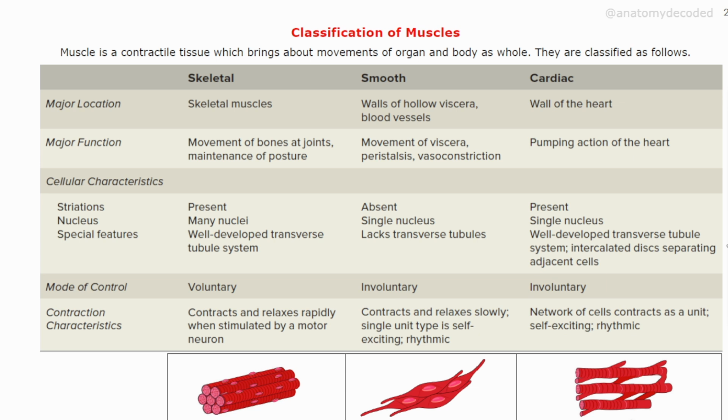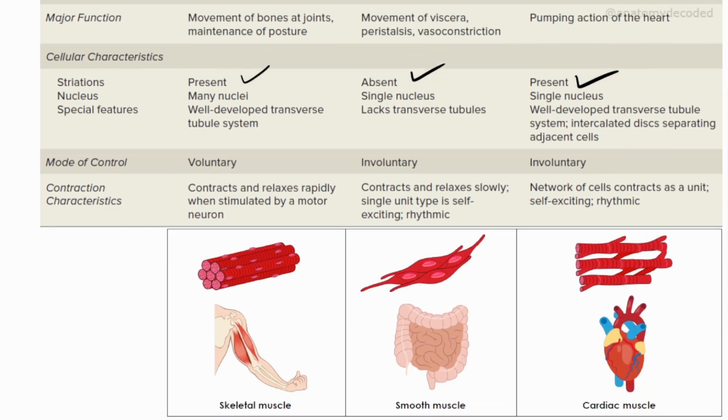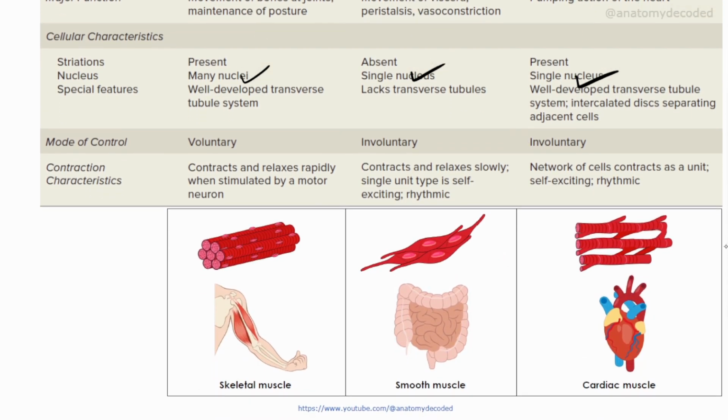Okay, so all these are the basic differences between skeletal, smooth, and cardiac muscle. This is a very frequently asked question: differentiate skeletal, smooth, and cardiac muscle. You should be able to differentiate these three types of muscles. Okay, schematic diagrams of these muscles as well as the location of these muscles are shown here. Skeletal muscle looks like this with multiple nuclei and the striations. All these are seen here.